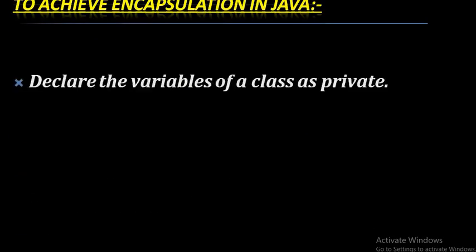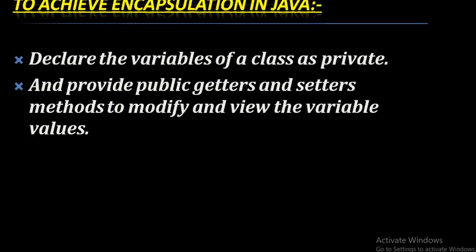To achieve encapsulation in Java, declare the variables of a class as private. So we will declare the variables of the class as private, and to access that data member, we provide public getters and setters methods to modify and view the variable values.